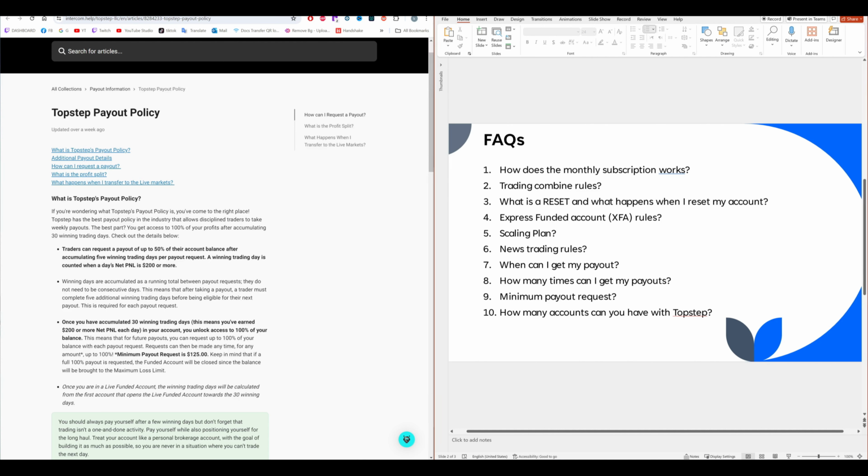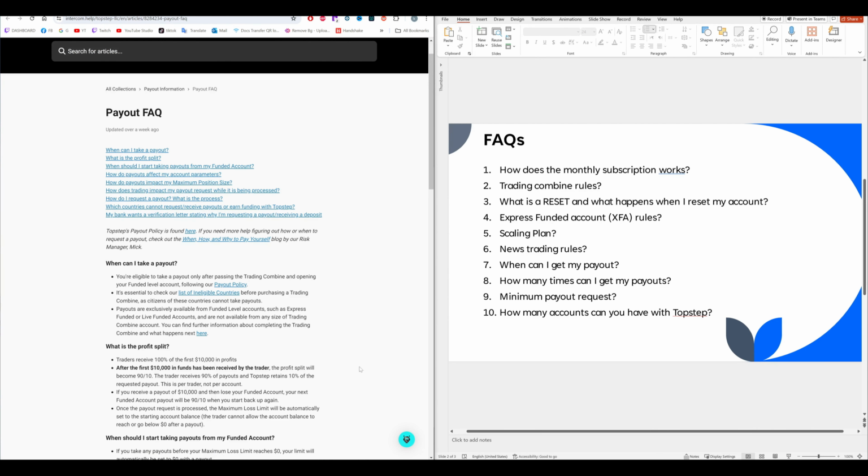Now, how many times can you get a payout? For Topstep accounts, you will be able to pay yourself up to 4 times a month. So you can pretty much get a payout every week, and they will approve it for you, and their processing time is pretty fast. It only takes 1 to 3 days, and they have Wise, they have ACH wire transfer, and they also have a service called Swift.